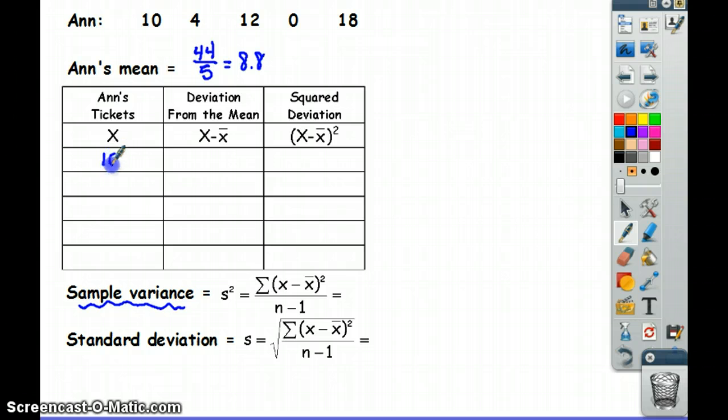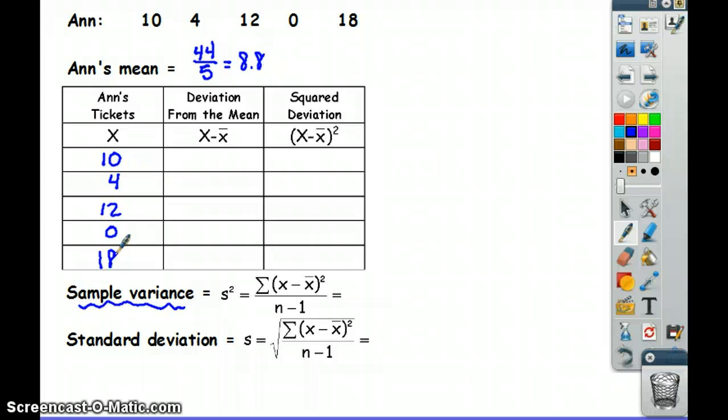Ann's tickets, well, she sold 10, then 4, 12, 0, 18. The order of this column does not matter. I went ahead and put it in the order the original data was in. Some people like to put this in order from smallest to biggest. It really does not make a difference.